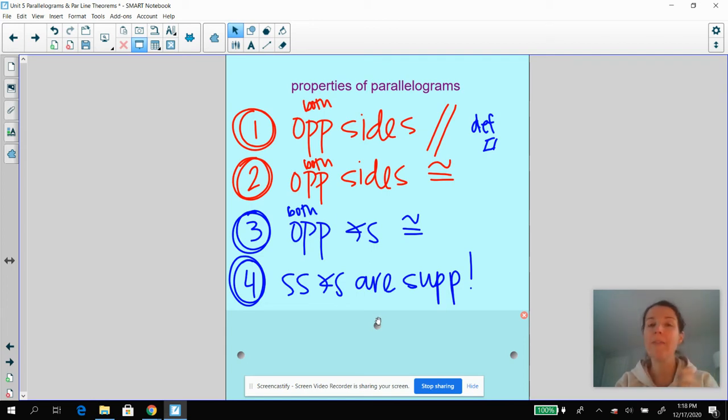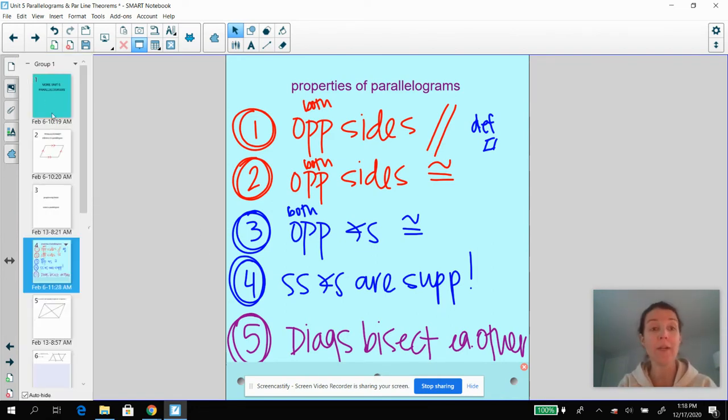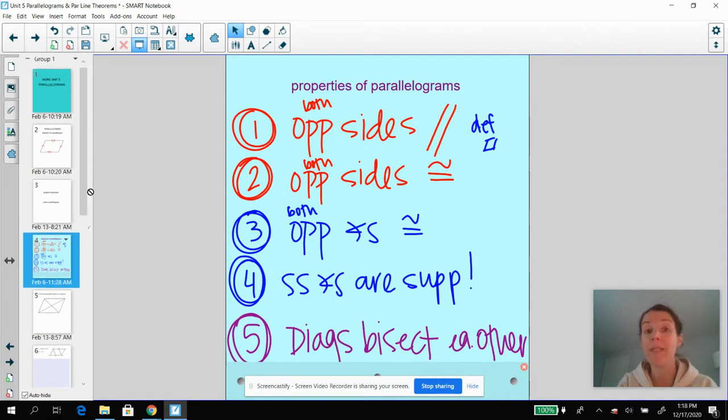And the fifth one, and this one's a little bit harder because I didn't offer you any direction here, but the fifth one is that the diagonals bisect each other. And I know we've talked about this kind of casually in class, but now we can see it a little bit better, especially when we mess around with GeoGebra. So these are the five properties of parallelograms. Again, the first one is the official definition of a parallelogram, and then we've got the properties as well.